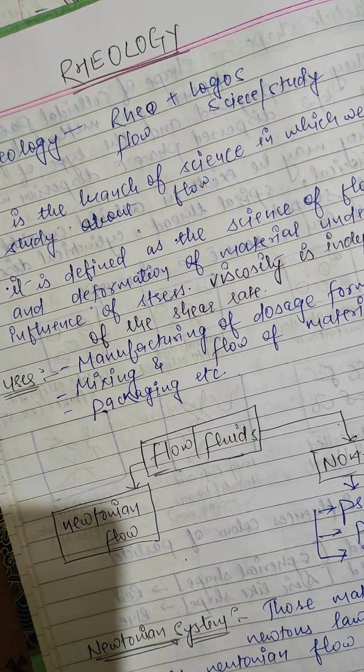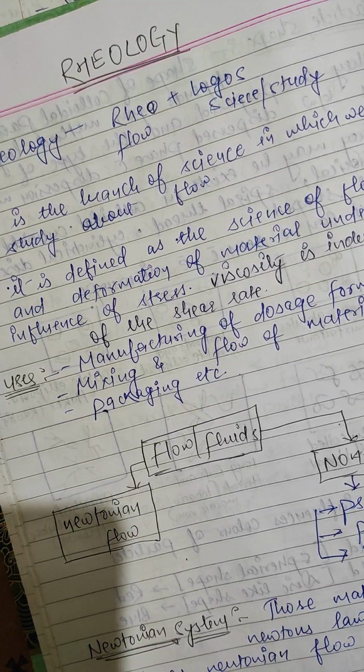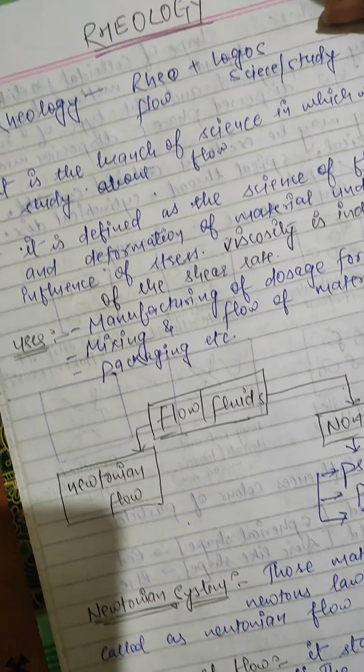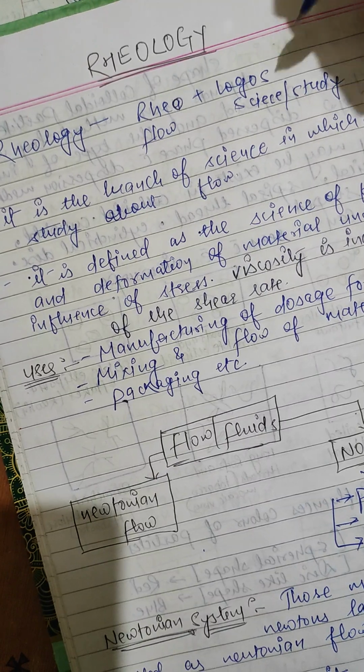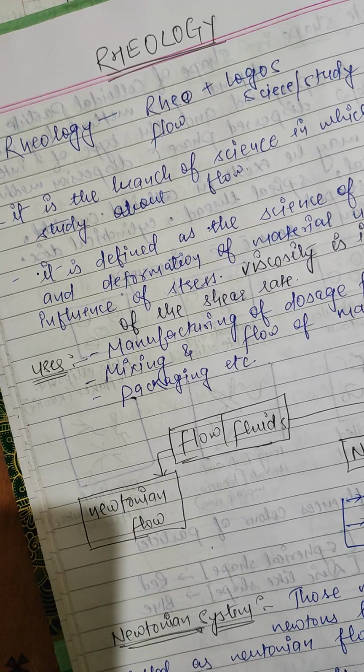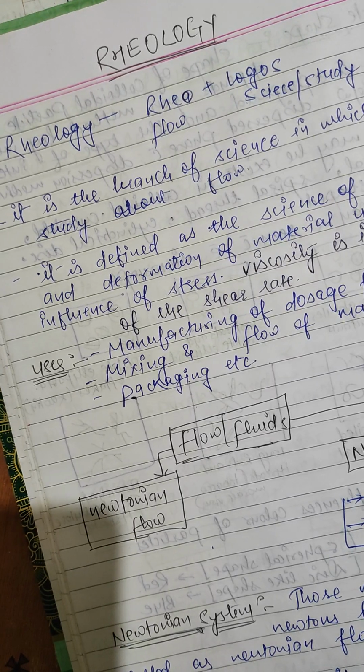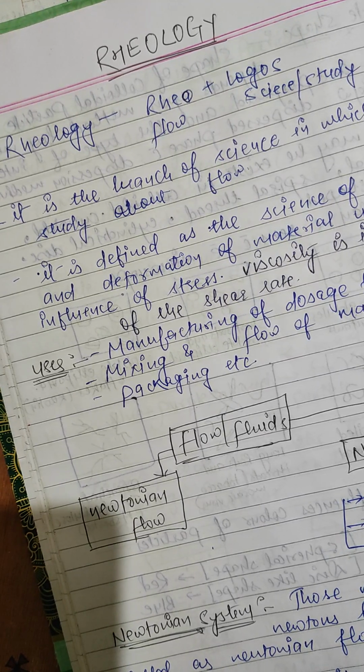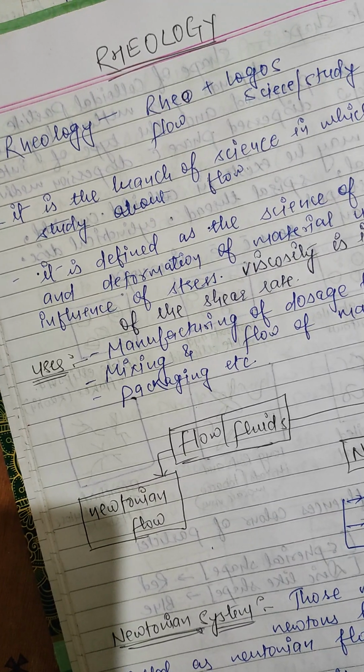Let's see some revisions. What does RHEOLOGY basically mean? Rheo means to flow, logos means science. So the definition would be, it is the branch of science in which one studies the flow of a liquid or of a fluid, and it is known as rheology.